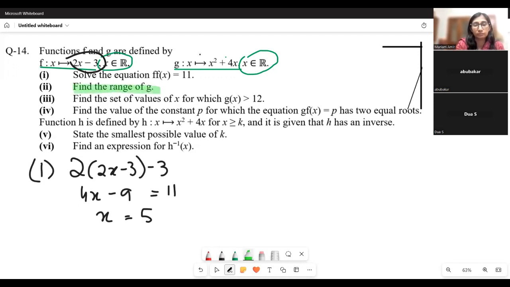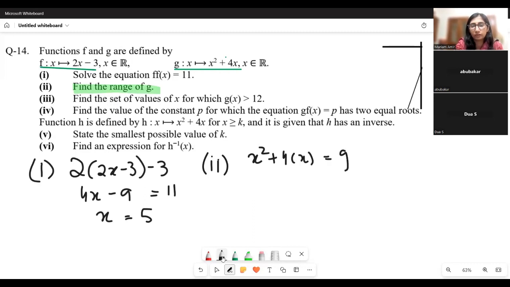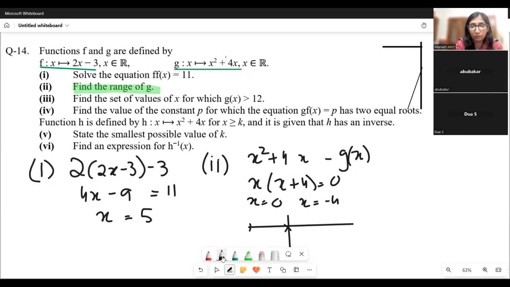How will the range of g come? We will plot the curve. Okay, that could work. Let's plot the curve. x square plus 4x equals g of x. Okay, so this is a quadratic equation, and we can find its roots first by taking x common. So the roots are x equals 0 and x equals -4. Plot the curve. One root is here, one root is here. It's plus x square, so it's a U-shaped curve.